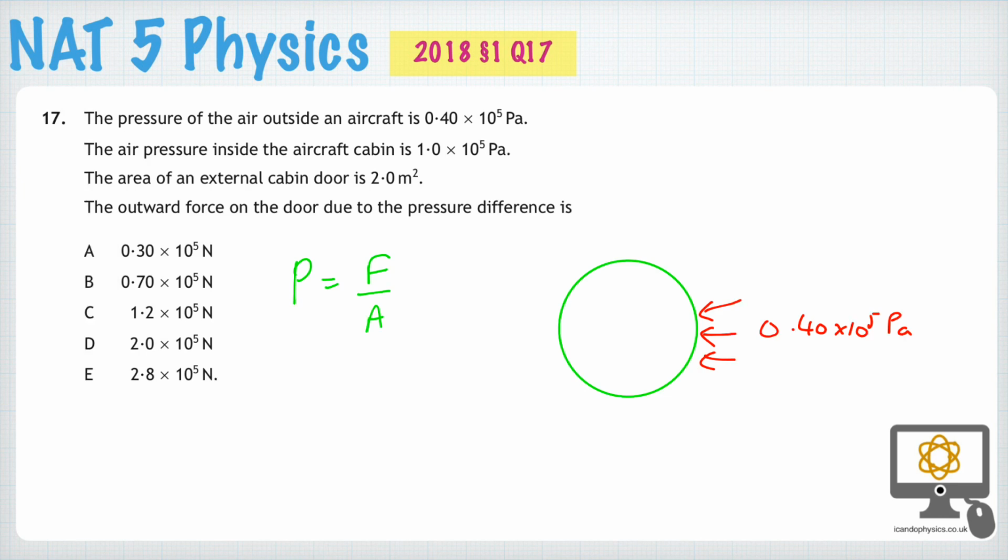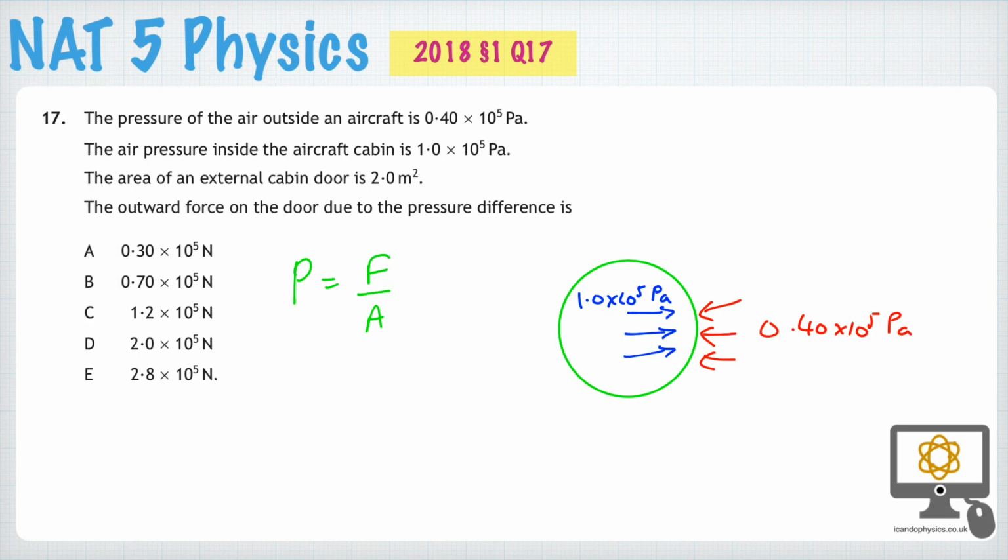However, there's also air inside the cabin that's pushing outward, and that pressure is 1.0 times 10 to the 5, which is of course atmospheric pressure. And so that's pushing out 1 times 10 to the 5 newtons for every square meter.